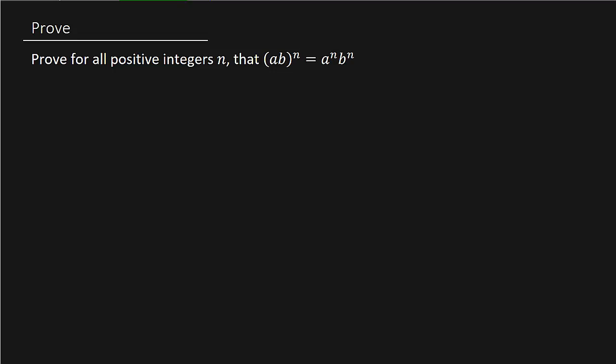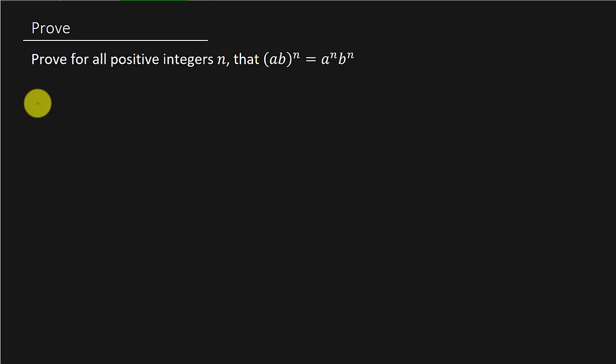Back for another video. Alright, so today we are going to prove (a times b) all raised to the n is equal to a to the n times b to the n. And we're going to prove it using mathematical induction. Alright, so let's get started.